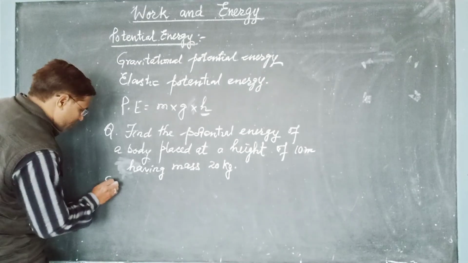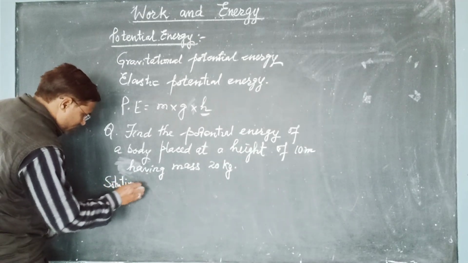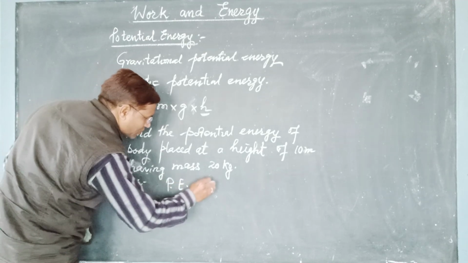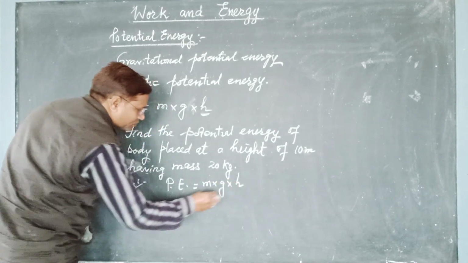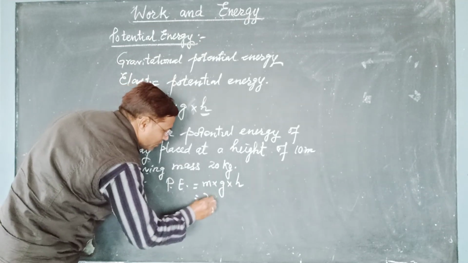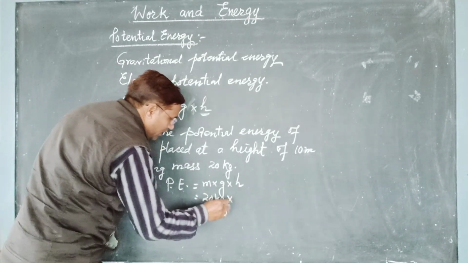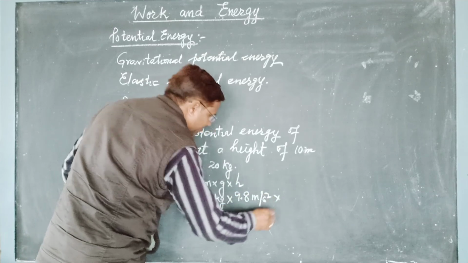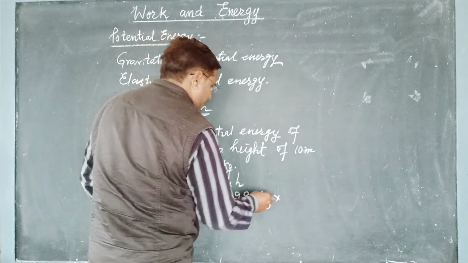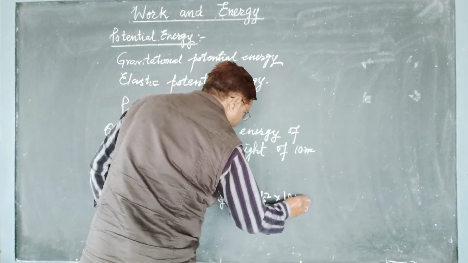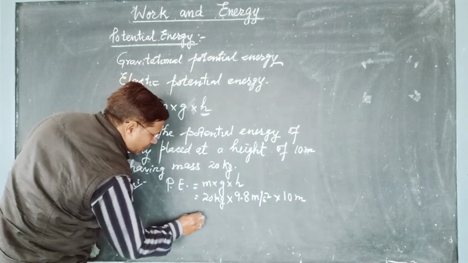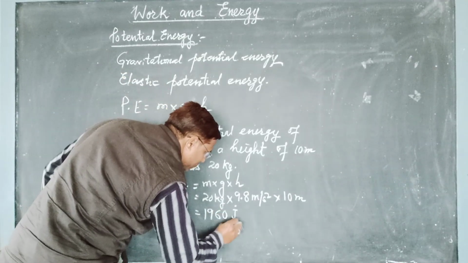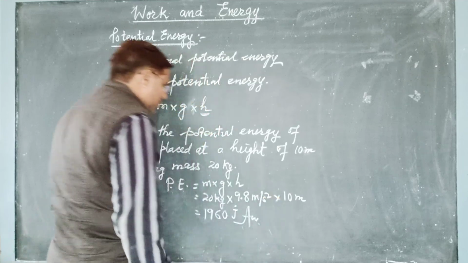So how will we do the solution? Potential energy is equal to m into g into h. Mass is 20 kg. As the value of g is not given, we will always take 9.8 meter per second square, and height we will take 10. Now multiply this. 1960 joules. This is the answer.